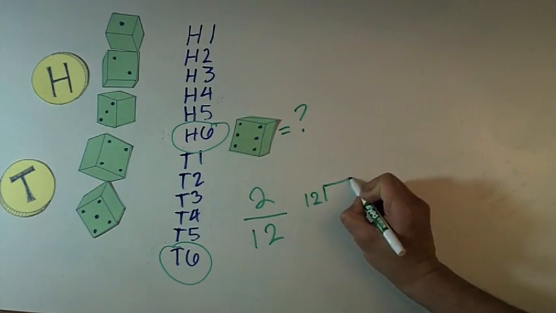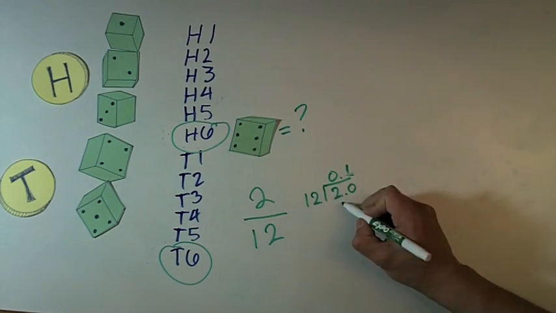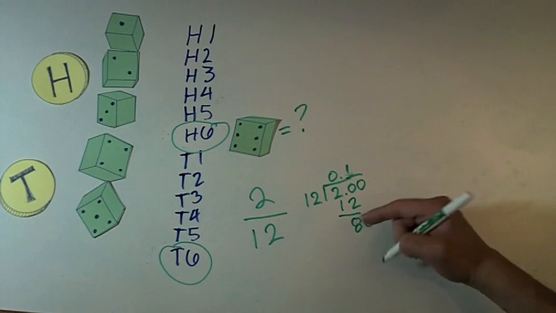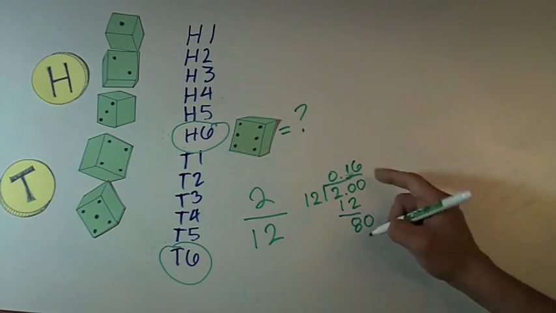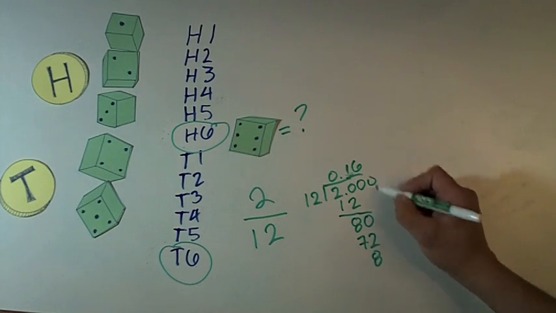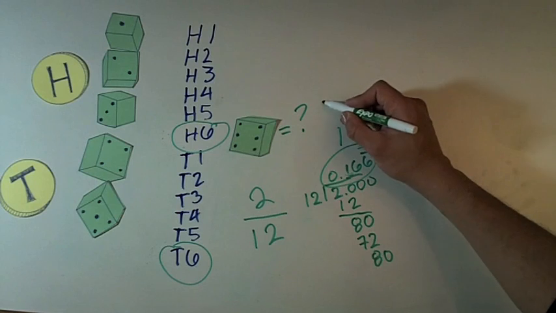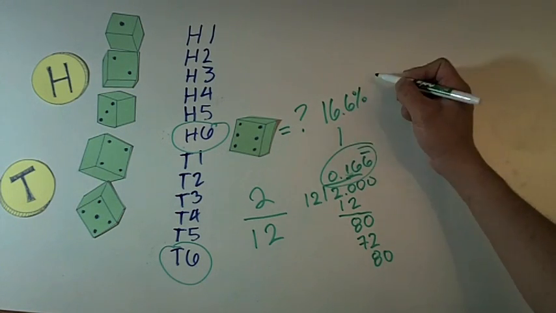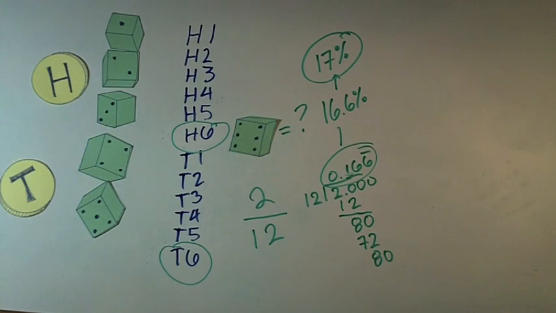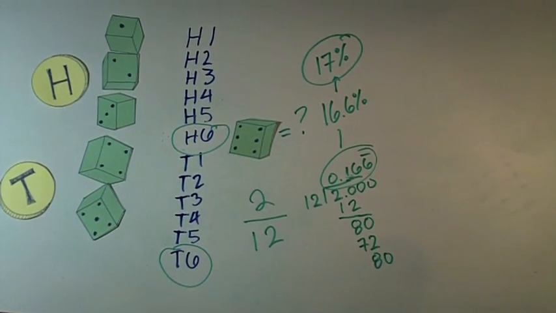So let me see if we calculate that out. We're going to divide and figure out the decimal form of 2 over 12. It's a 6. Oh, we're going to get 6s all over the place. So let's say it's 16.6%, or we'll just round it up to 17%. A 17% chance of getting a 6 on your die when you flip one coin and roll one die.